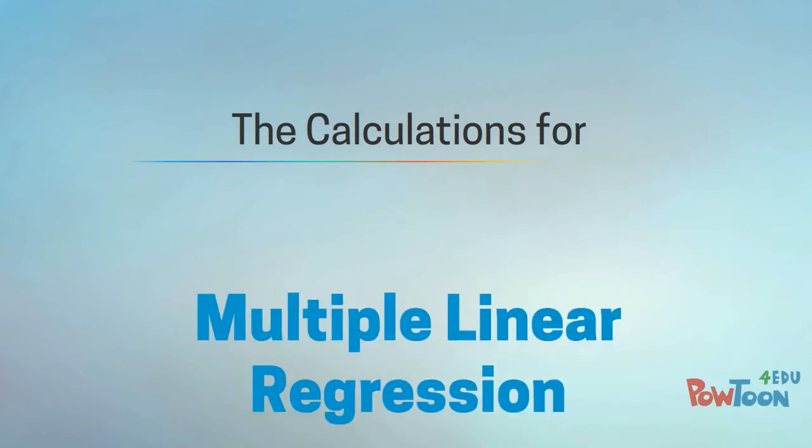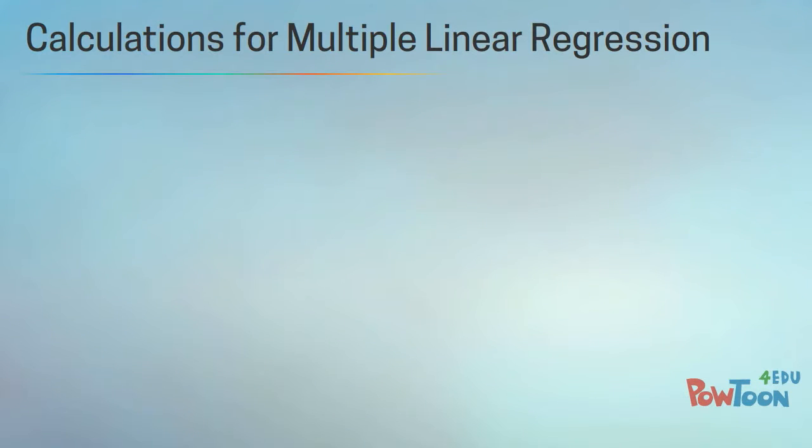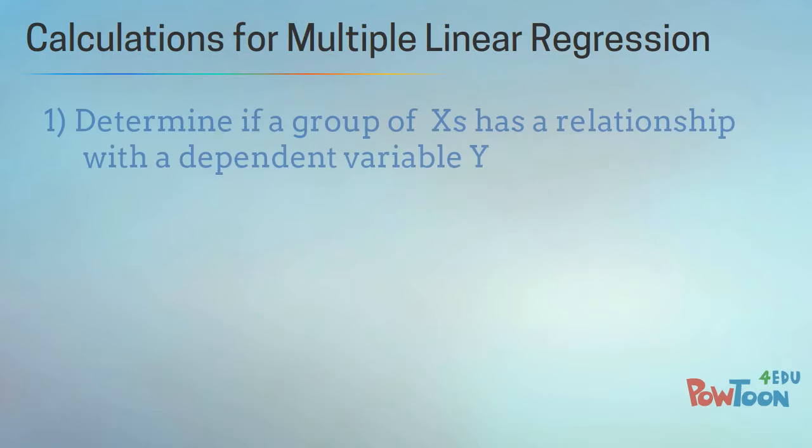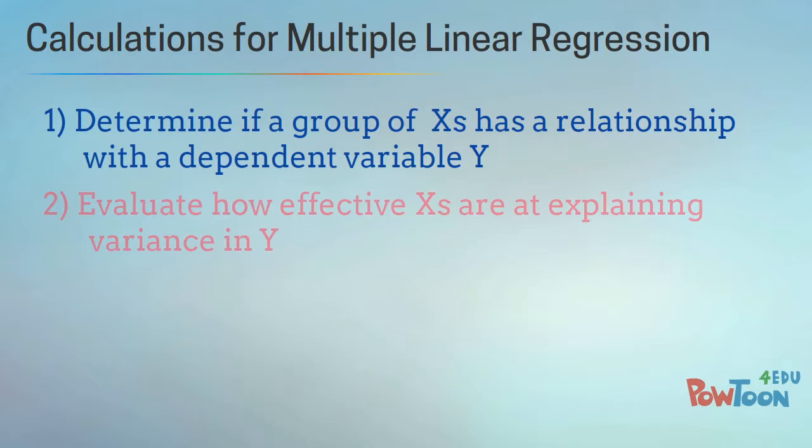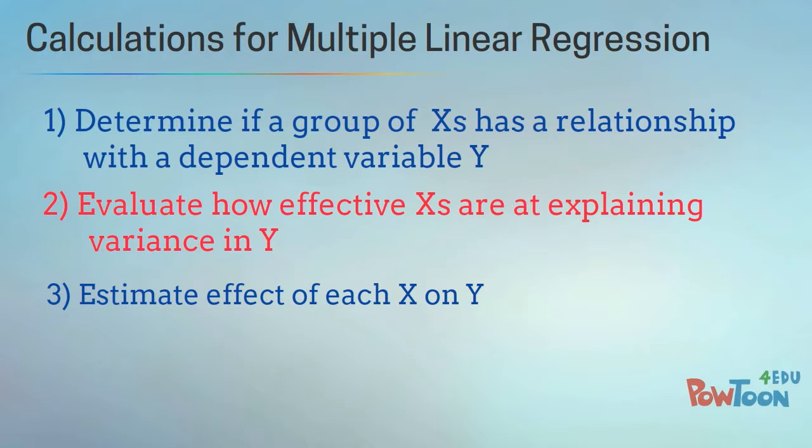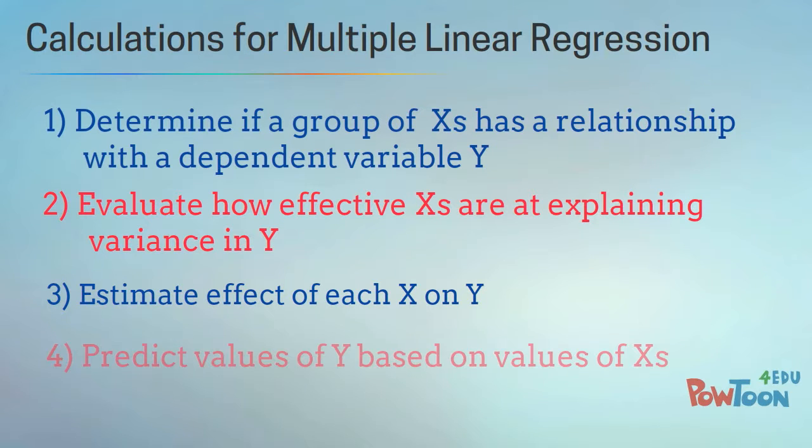The calculations for multiple regression. The calculations for multiple linear regression help determine if a group of independent variables, called x's, have a relationship with a quantitative dependent variable called y, and to evaluate how effective the x's are in explaining variance in y. They also allow us to estimate the effect of each x on y and to predict the values of y based on the values of the x's.